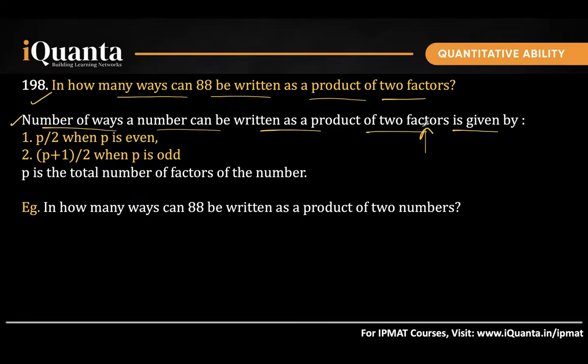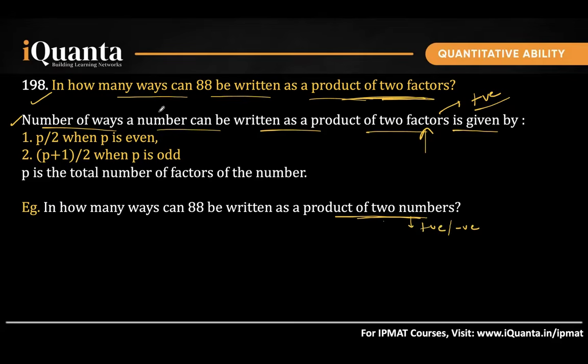The shortcut here is that the number of ways a number can be written as a product of two factors is given by a formula. Now, there's a difference between a product of two factors and a product of two numbers. Factors can only be positive, okay? There are no negative factors. But numbers can be positive as well as negative.